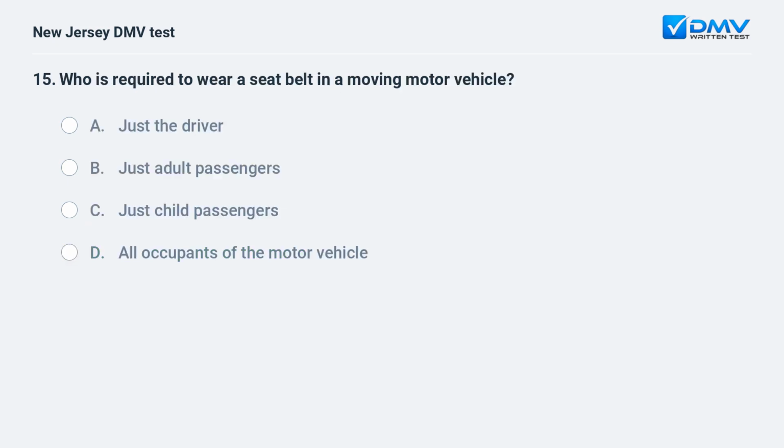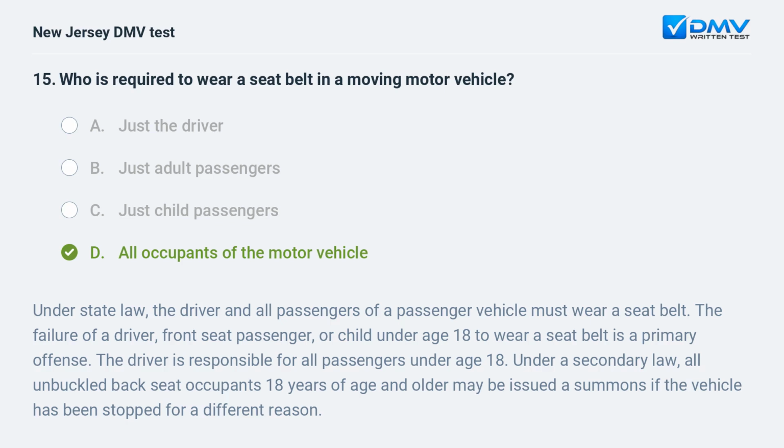Who is required to wear a seat belt in a moving motor vehicle? A. just the driver. B. just adult passengers. C. just child passengers. D. all occupants of the motor vehicle. D. all occupants of the motor vehicle.